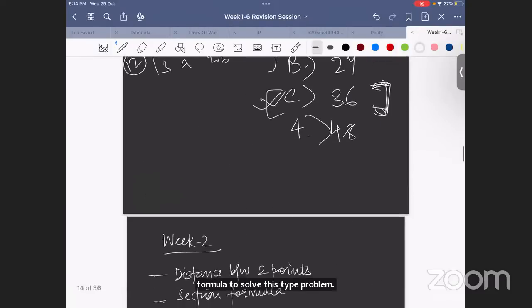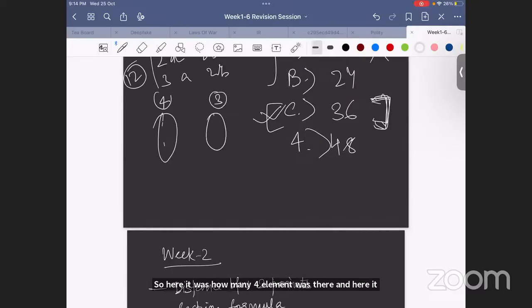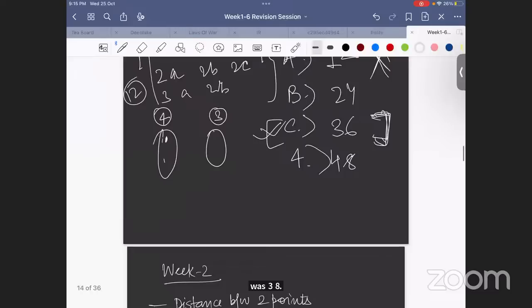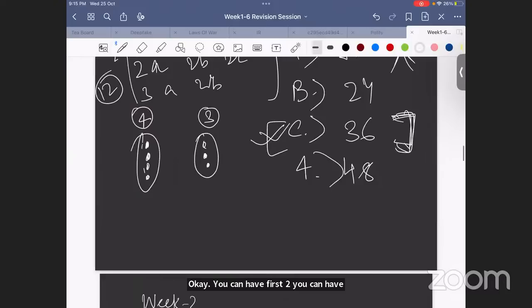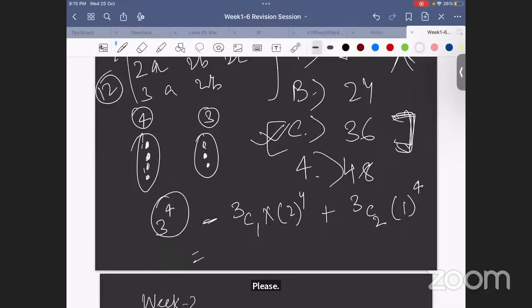So, for example, you have n elements, m elements in set A. Here it was how many? 4 elements were there, and here it was 3 elements. Correct? So you can start with 1, 2, 3, 4, and 3 elements. You can take the whole number 3 to the power 4, and then subtract 3c1 multiplied by 2 to the power 4, plus 3c2 into 1 to the power 4. I guess you should be getting something like this.